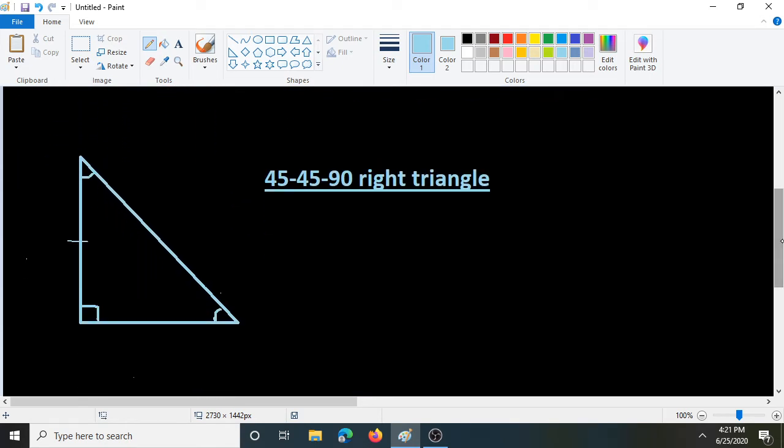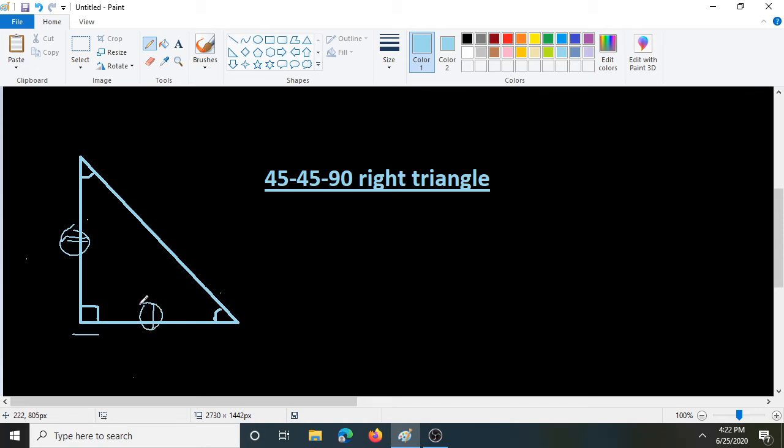Now, let's move on to the 45-45-90 right triangle. A 45-45-90 right triangle has one right angle and two 45-degree angles. So, since we have two congruent angles, this can be classified as an isosceles right triangle. This means that these two sides are congruent in length.